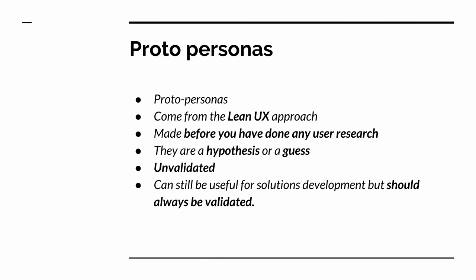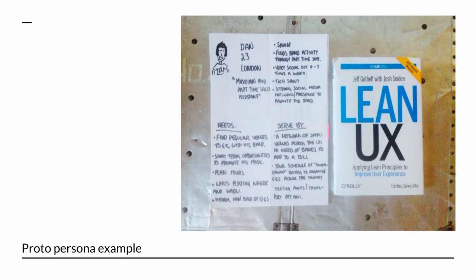So maybe you've also inherited a proto-persona. A proto-persona comes from Lean UX. I think Lean UX is excellent. But the thing about proto-personas is they're made as assumptions before you've actually done any research. So this is like us taking a guess, making a hypothesis. So proto-personas exist as this sort of shorthand, quick sketch, and they're fundamentally unvalidated. They haven't been tested with real people. They're just our assumptions. So they can be useful, but you do have to actually validate them with research. And that's what a proto-persona looks like.